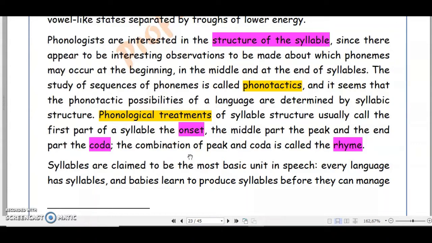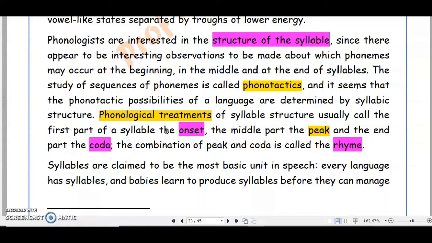So the first part of the syllable is the onset, the middle part is the peak, and the part at the end is the coda. Yes, the coda is when the obstruction ends, and when you have the peak and the coda together, let's mark the peak. I don't know why it is not highlighted. Well, maybe I forgot when I prepared the booklet.